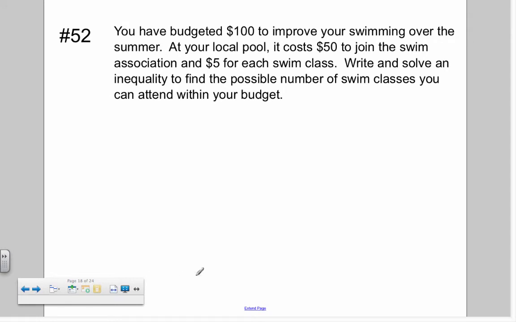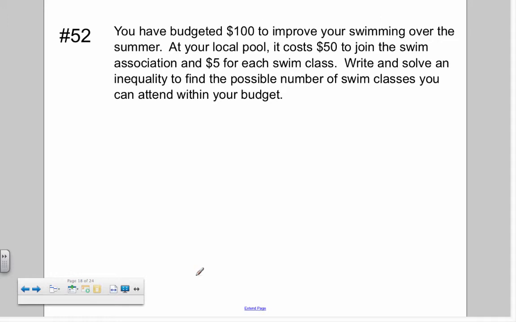Okay, last problem we're going to do is a word problem. It says you have budgeted $100 to improve your swimming over the summer. At your local pool, it costs $50 to join the swim association and $5 for each swim class. Write and solve an inequality for the best possible number of swim classes you can attend within your budget.